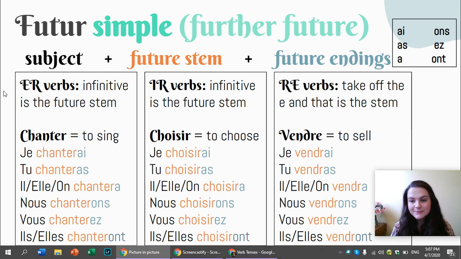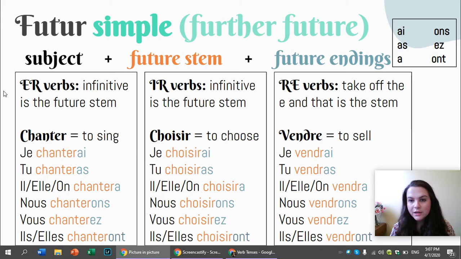For IR verbs, it's exactly the same. The infinitive is the future stem. So for choisir, I said je choisirai. I just added the ai for je onto the end there, and I had I will choose. That's what that translates to.